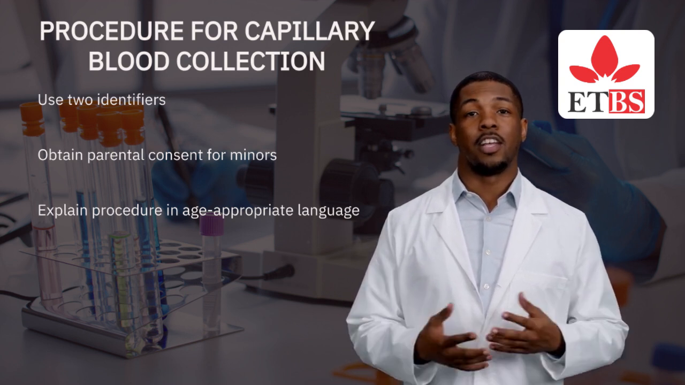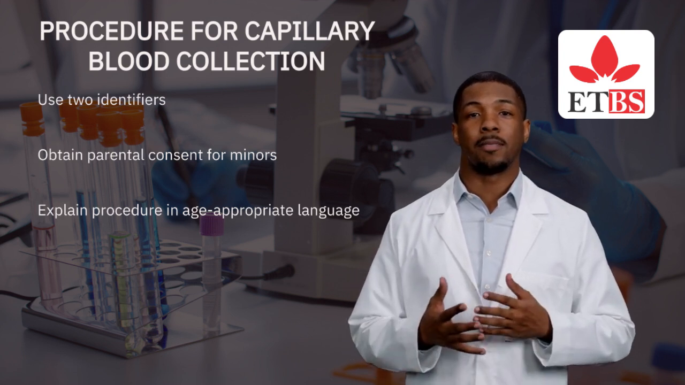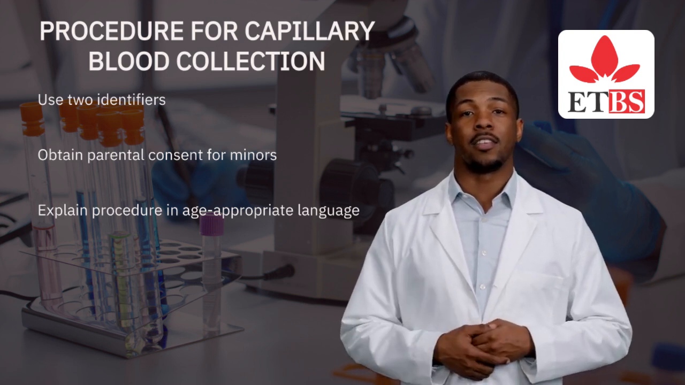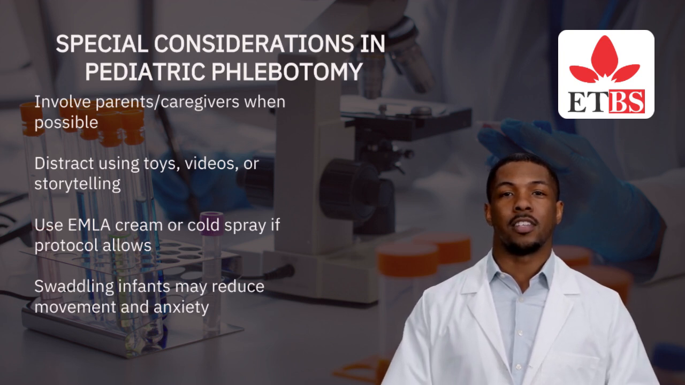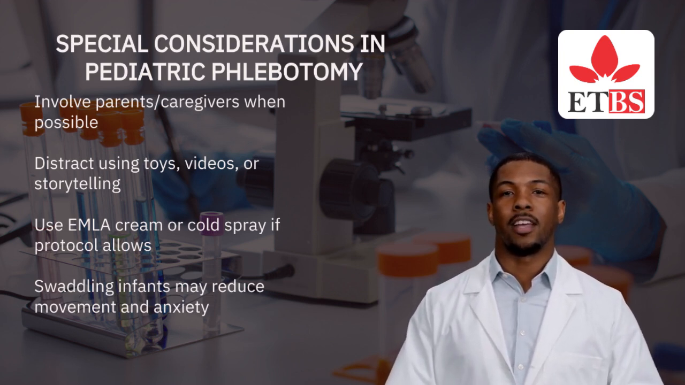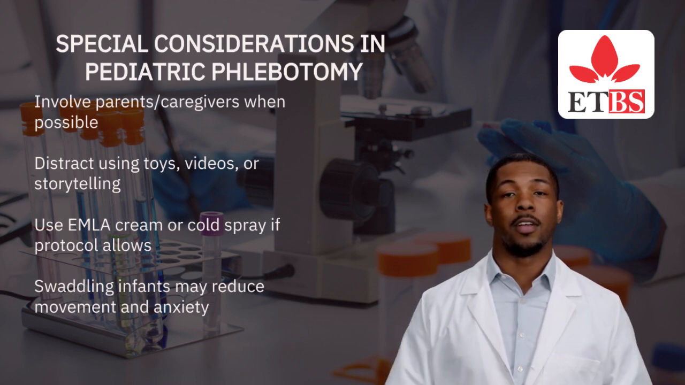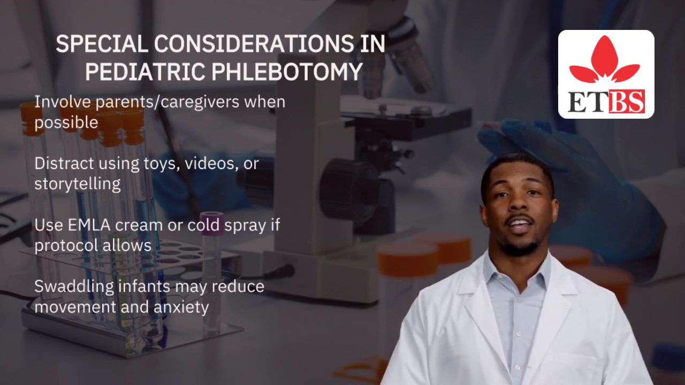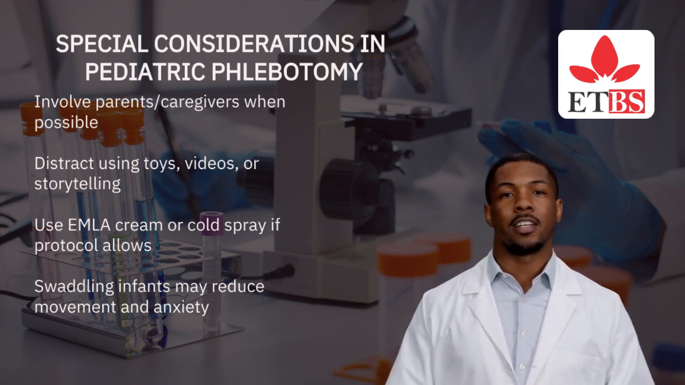Labeling and documentation. Label immediately in the patient's presence. Record time, initials, and any difficulties encountered. 7.6 Special considerations in pediatric phlebotomy techniques for children. Involve parents or caregivers when possible. Distract using toys, videos, or storytelling. Use EMLA cream or cold spray if protocol allows. Swaddling infants may reduce movement and anxiety.